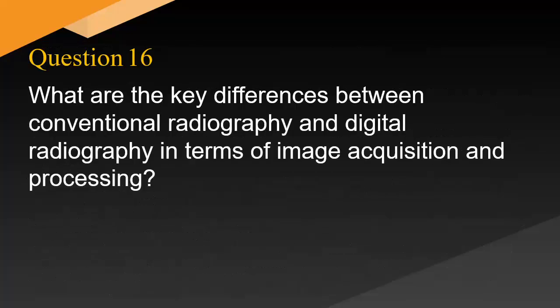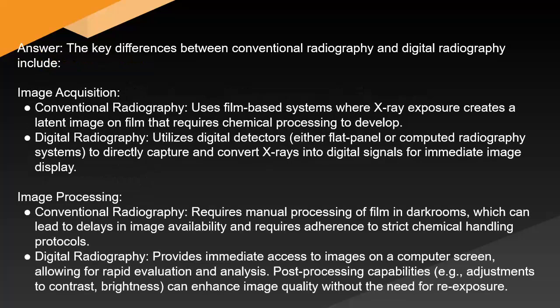What are the key differences between conventional radiography and digital radiography in terms of image acquisition and processing? Answer: the key differences between conventional radiography and digital radiography include image acquisition. Conventional radiography uses film-based systems where X-ray exposure creates a latent image on film that requires chemical processing to develop. Digital radiography utilizes digital detectors, either flat panel or computed radiography systems, to directly capture and convert X-rays into digital signals for immediate image display.